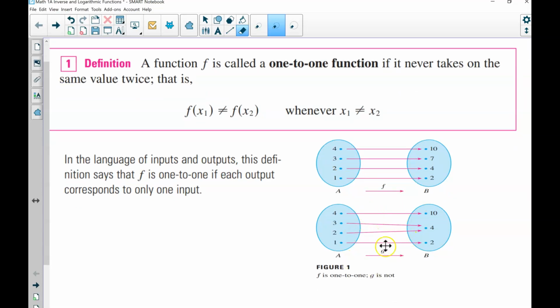Now, if you look at this mapping, which is function g, this is not one-to-one because the output of 2 goes to one input, which works, but then the output of 4 goes to 2 inputs. So again, in the language of inputs and outputs, this definition says that f is one-to-one if each output corresponds to only one input.